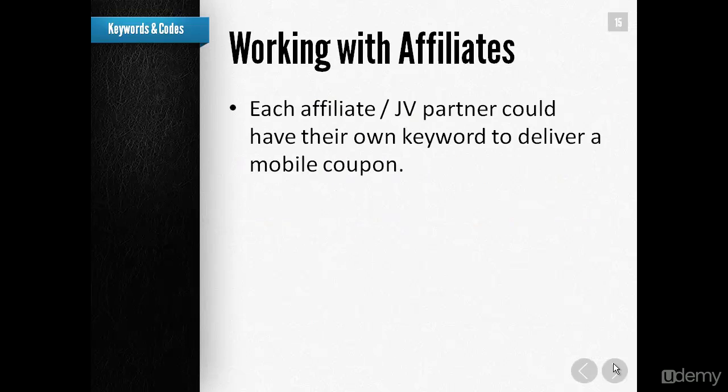And then let me give you one more idea. Working with affiliates. If you do anything with working with affiliates and you want to keep tracking things, you can also offer a mobile coupon. Each affiliate and JV partner would get their own keyword to deliver a mobile coupon. So you could also even be using this to be tracking how certain people are using their coupons based upon who sent them to you. It's just a really powerful way to do this.